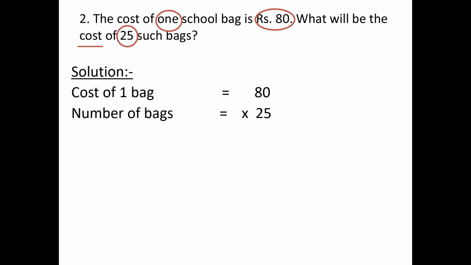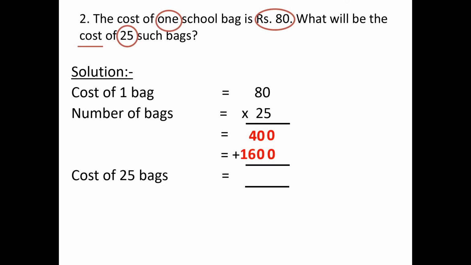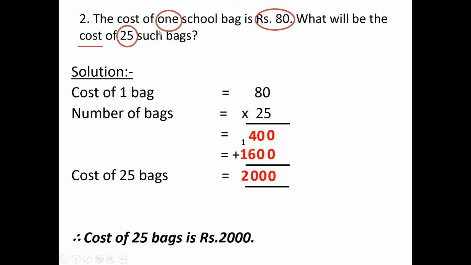So we'll multiply. 5 zeros are 0, 5 eights are 40. Now next is put a 0, 2 zeros are 0, 2 eights are 16. So now 0 plus 0 is 0. 0 plus 0, 0. 4 plus 6, 10. So carry over 1 and write 0 in the answer. And 1 plus 1 is 2. So cost of 25 bags is rupees 2000. So one bag is for 80 rupees and 25 such bags will cost total rupees 2000.